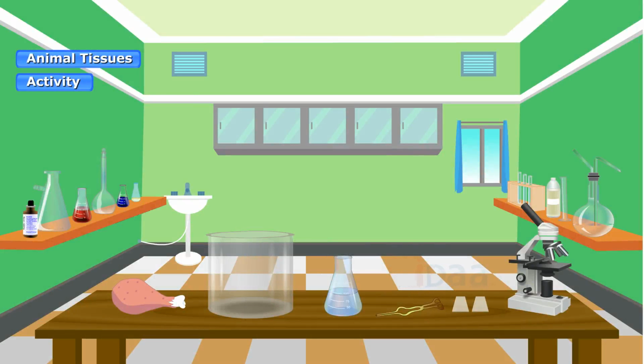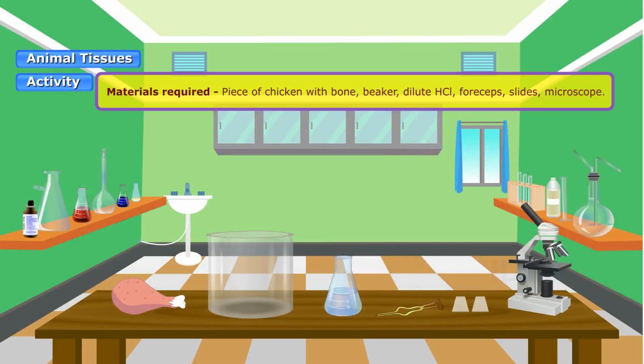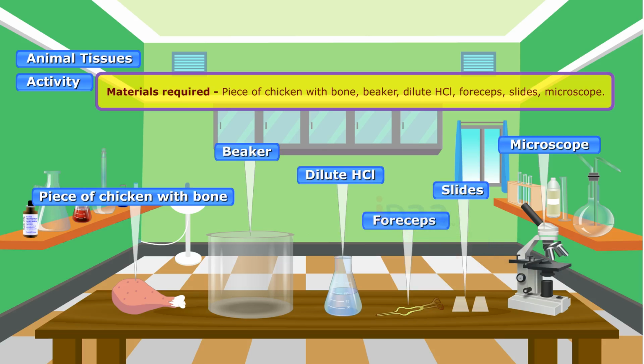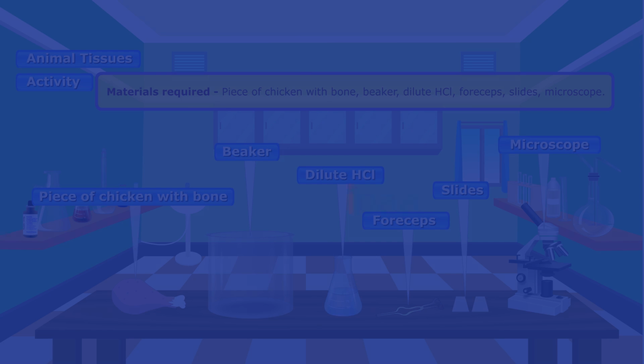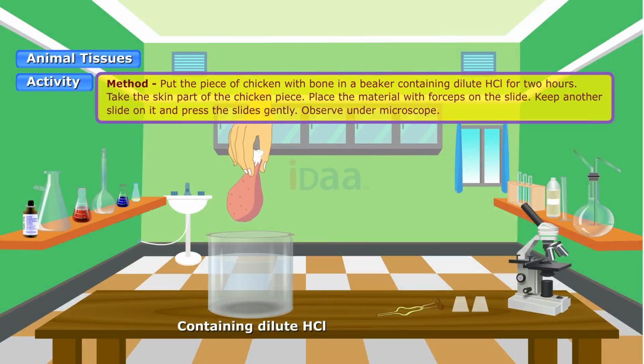Activity. Aim: to observe epithelial tissue in animal body. Materials required: piece of chicken with bone, beaker, dilute HCl, forceps, slides, microscope. Method: put the piece of chicken with bone in a beaker containing dilute HCl for 2 hours.